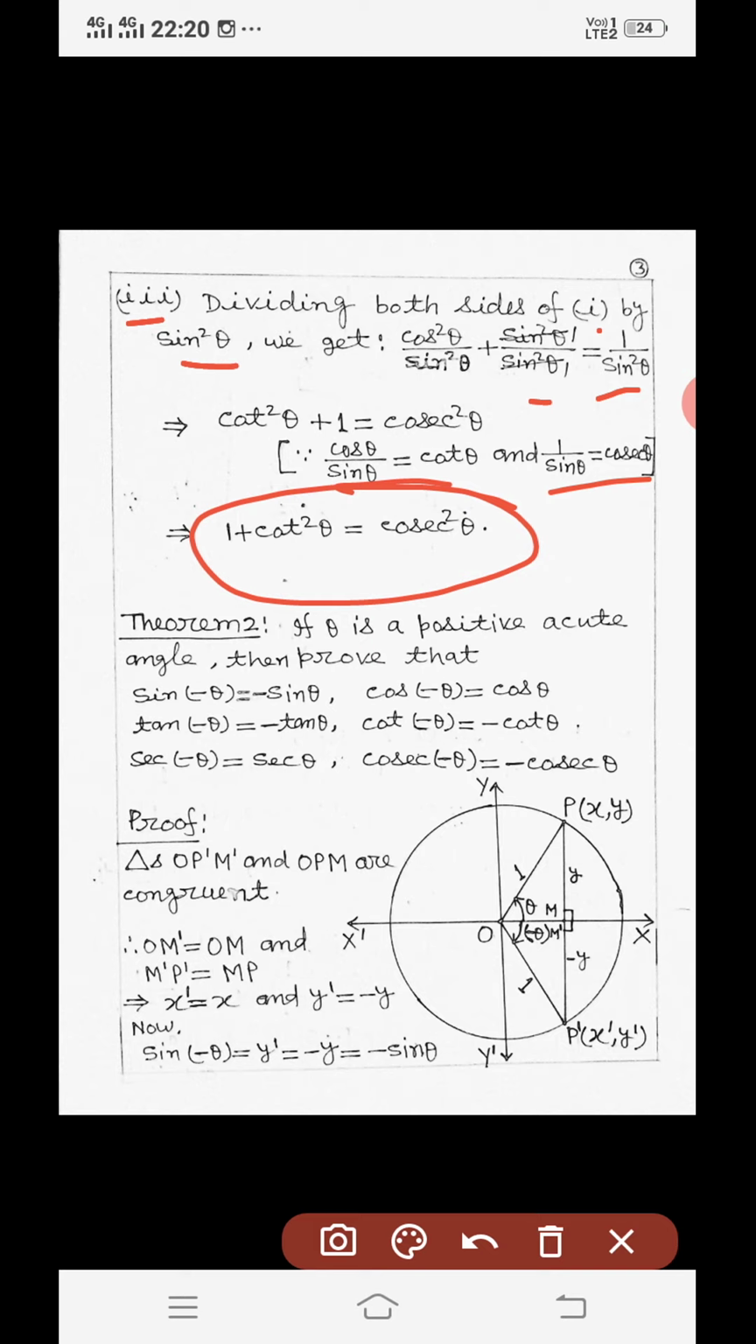Now, we will discuss theorem 2. If theta is a positive acute angle, then prove that sin(-theta) is equal to minus sin theta, cos(-theta) is equal to cos theta, tan(-theta) is equal to minus tan theta, cot(-theta) is equal to minus cot theta, sec(-theta) is equal to sec theta, and cosec(-theta) is equal to minus cosec theta. Proof.